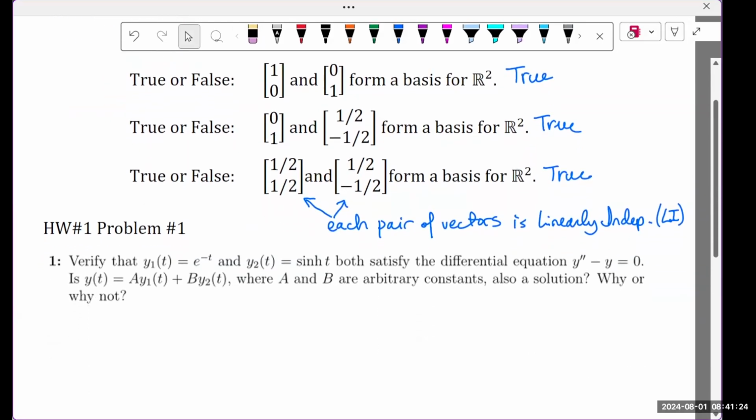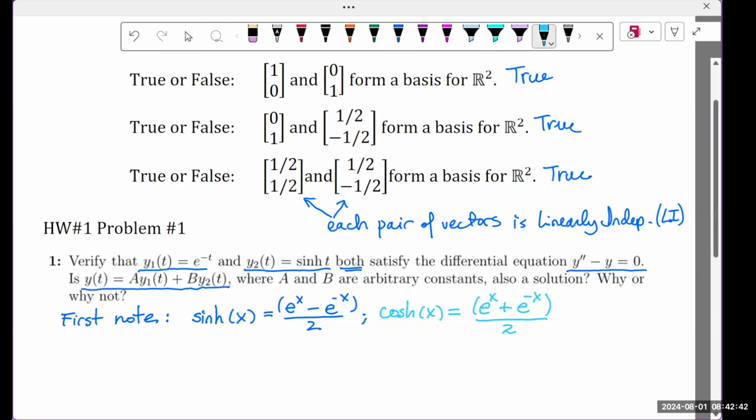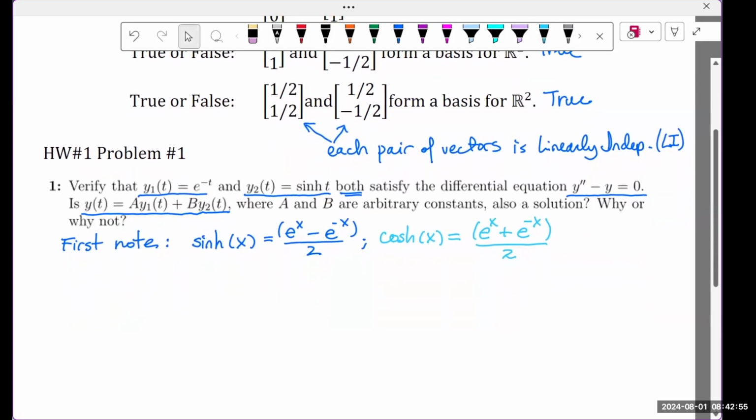Remember from homework 1, problem 1, we were asked to verify that these two solutions, y1 is e to the minus t and y2 is sinh t, both satisfied this second order differential equation, which as you can see is linear and homogeneous. Now the question is y, which is a linear combination of those two solutions, also a solution? Why or why not? We now know from our theory the following. Let's first note that the hyperbolic sine and the hyperbolic cosine are both linear combinations of the functions e to the x and e to the minus x. And by the way, e to the x and e to the minus x are linearly independent functions.